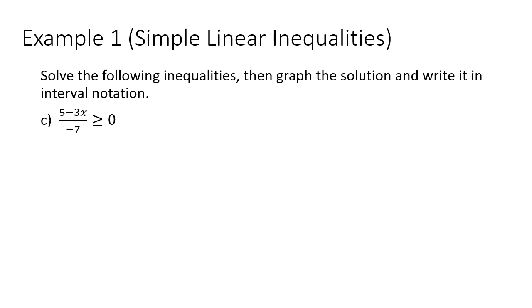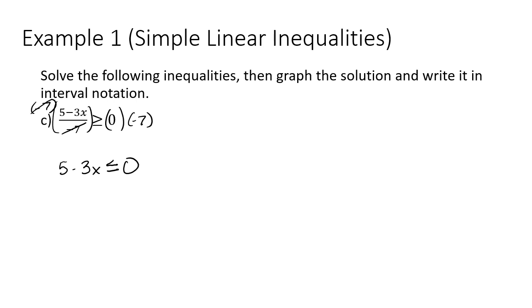All right, so our goal is to get x by itself, which means we're going to have to start off this problem by multiplying that denominator away. So I'm going to multiply both sides by -7. On the left-hand side, this has the effect of just canceling out the denominator, so we still have 5 minus 3x. On the right-hand side, we get 0 times -7, which is still 0. You'll notice not a lot really changed here, but we still multiplied by a negative number, which means the direction of the sign in the middle needs to flip.